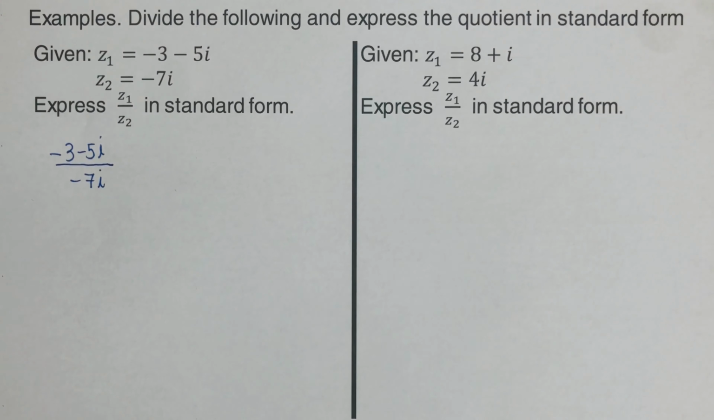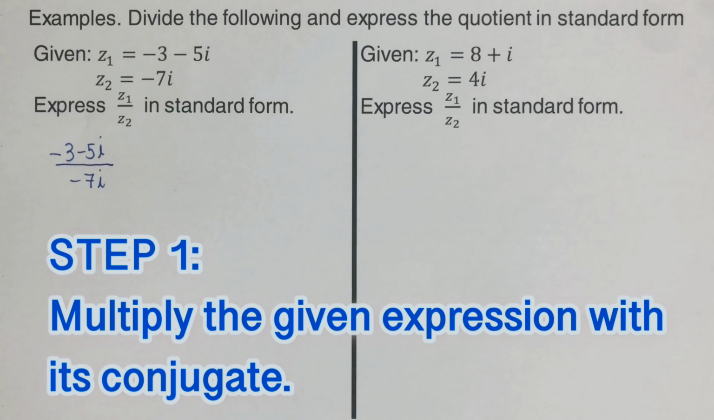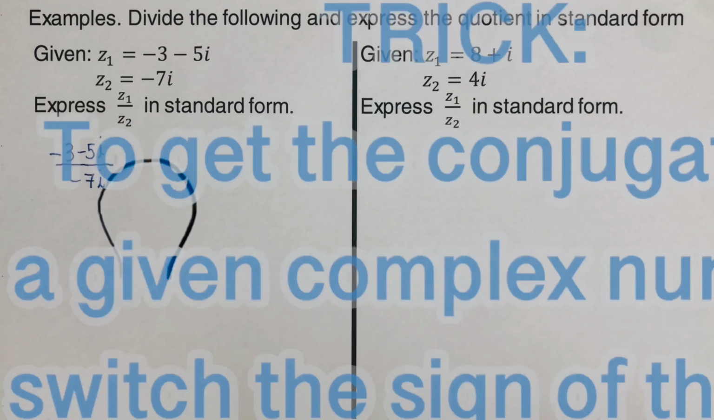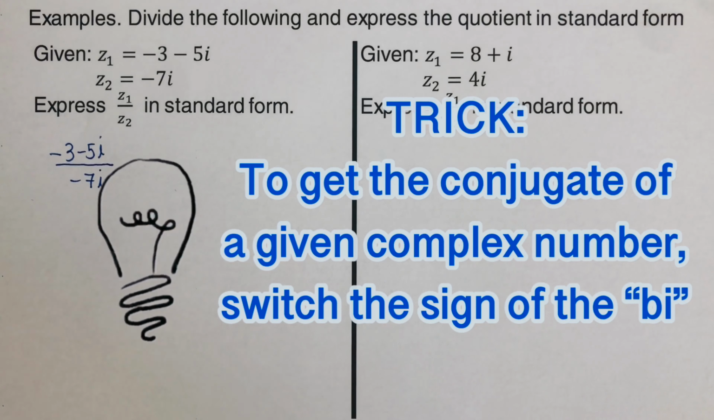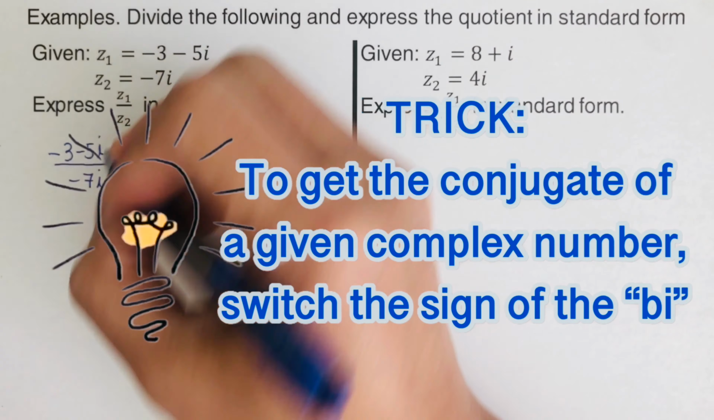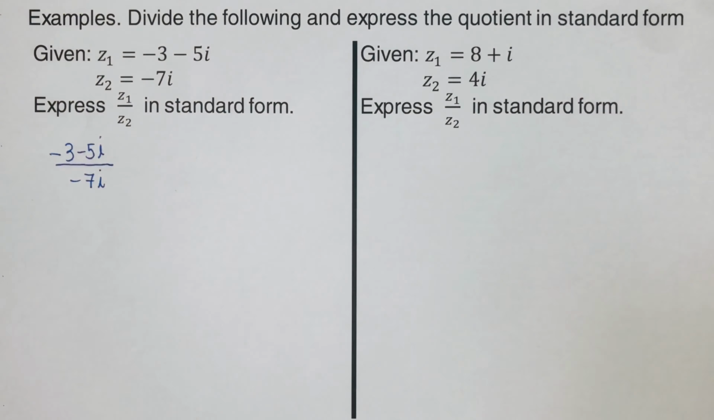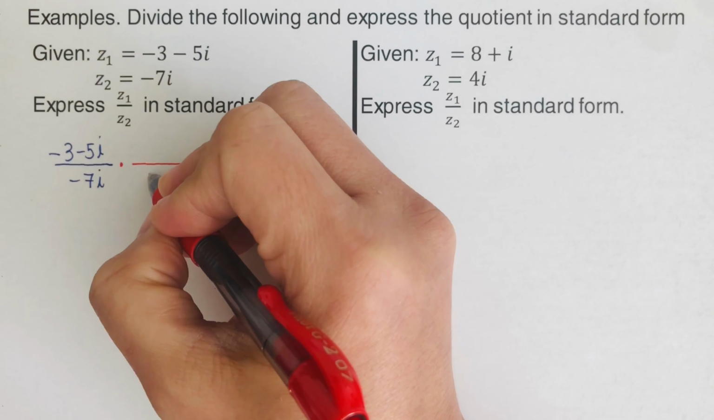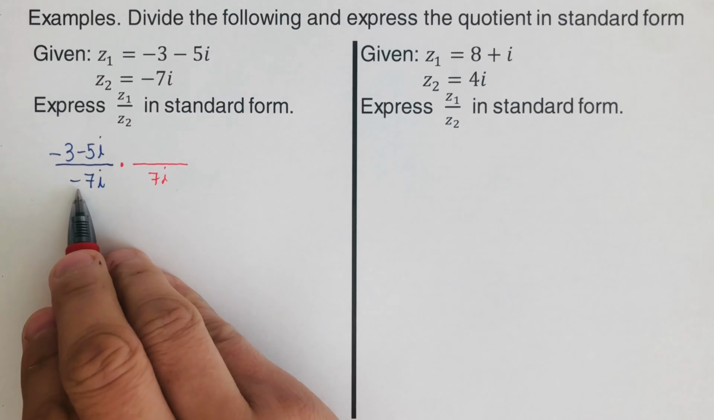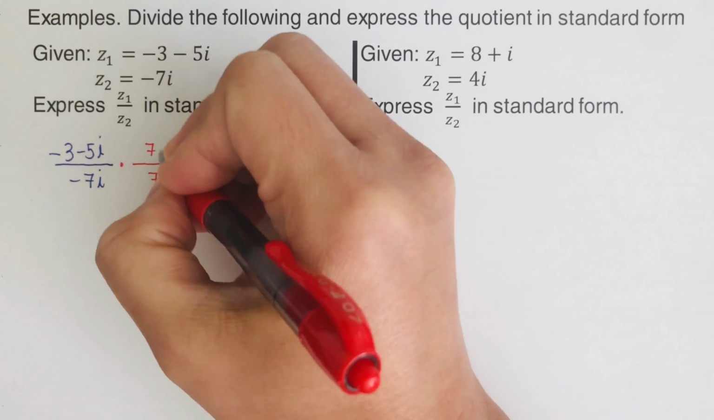Now, the first step that we're going to do is to multiply this expression with its conjugate. Now, we remember that in order to get the conjugate of a given complex number, we are supposed to switch the sign of the bi. So in this case right here, our bi part is -7. So then I can go ahead and multiply both the numerator and the denominator by its conjugate, which is 7i, because that's a negative. So that becomes a positive because I switch it. And this would be times 7i.